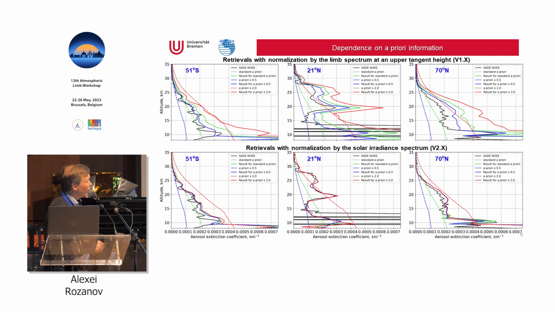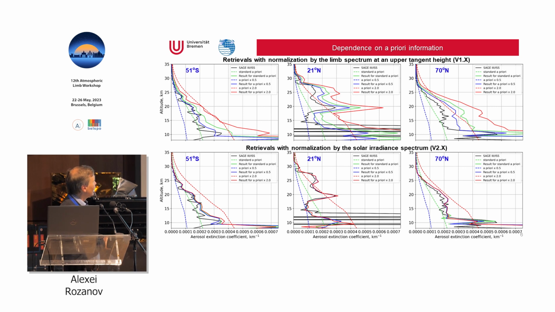And now the most interesting feature of our new retrieval is the dependence on a priori information. What we have here are three different cases, just single measurements, and the upper plots show the older version with different a prioris in different colors. The dashed lines show the a priori, the solid lines the results.